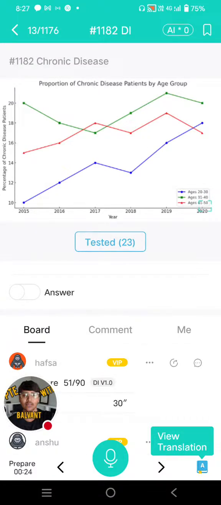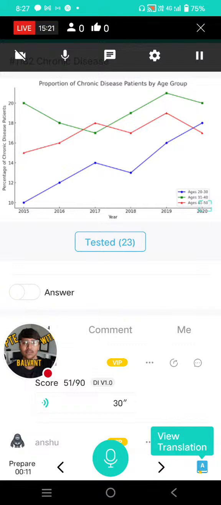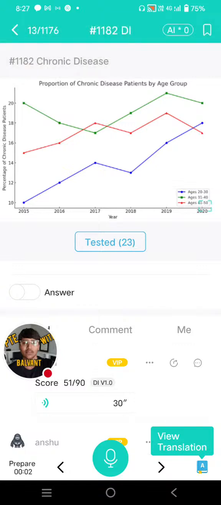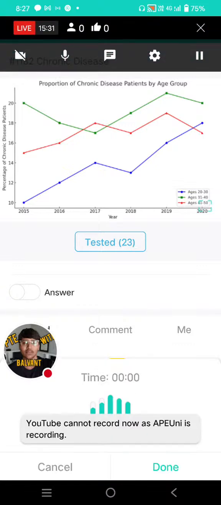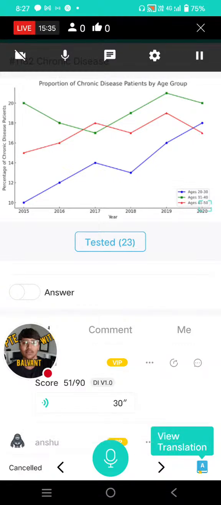Okay, so the next is hashtag 1182, which is about chronic disease, the different types of ages and different values I can also observe in this image, such as many ages like 20 to 30, 31 to 40, and 41 to 50, right? The proportion of chronic disease patients is the main topic of this image. Some values which I can clearly take as 20, 30, and 40.